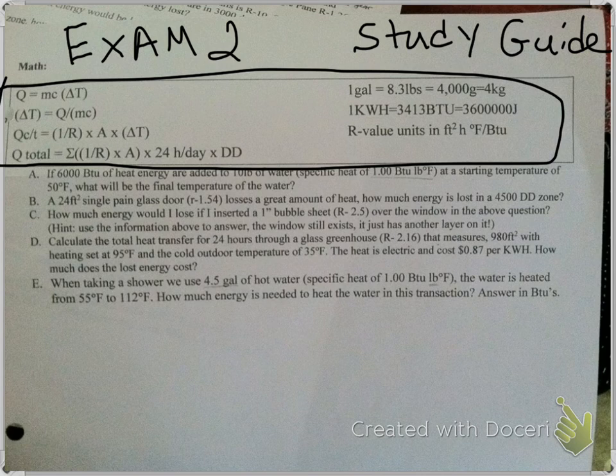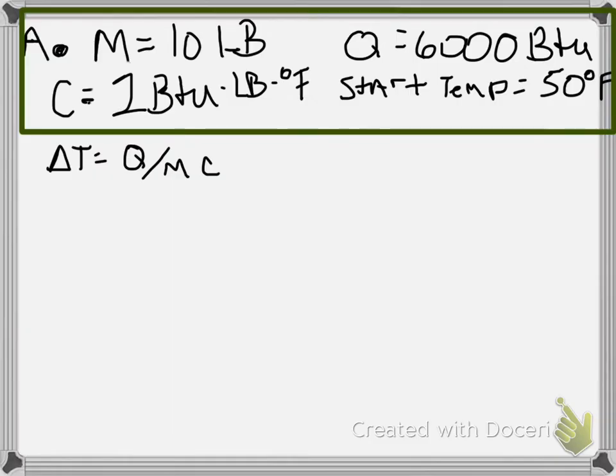So if you have 6,000 BTUs of heat energy and it's added to 10 pounds of water with a specific heat of 1 BTU/pound degree Fahrenheit at the starting temperature of 50 degrees Fahrenheit, what is the final temperature of the water? So I wrote out all the pieces to my problem. I have my mass of 10 pounds, my Q of 6,000 BTUs, my specific heat of 1 BTU/pound degree Fahrenheit, and I know my starting temp is 50 degrees Fahrenheit. That'll come in when we do change of temp.